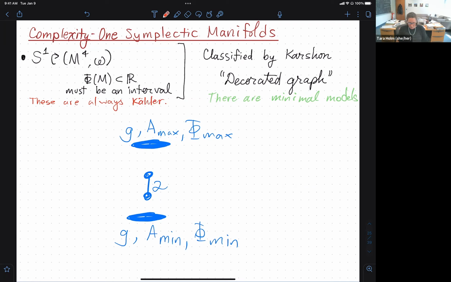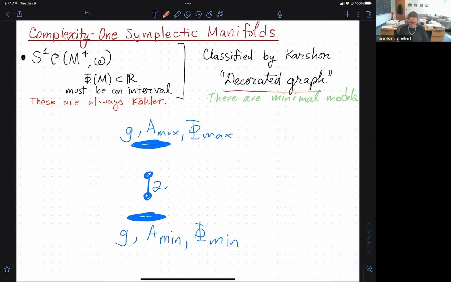Okay, so these were classified in the 90s. I didn't say this here, but these are always Kähler. And the moment map, I mean, the image of the moment map can only be an interval. So somehow you need to pull out more combinatorial information. But these are classified by what are called decorated graphs.